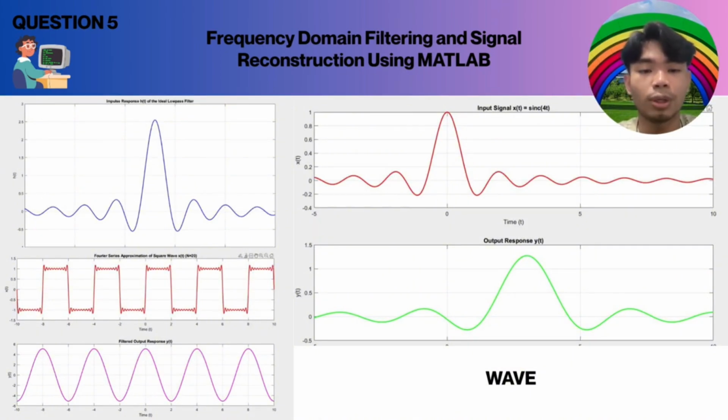The top left blue plot displays our time-shifted impulse response peaking perfectly at t equal to 3. On the right, the red input sinc pulse is sharp, but after filtering, the green output response becomes significantly wider and lower in amplitude due to the lost high frequencies.